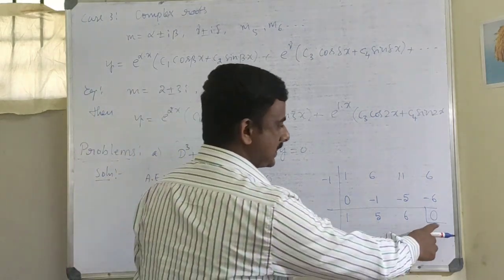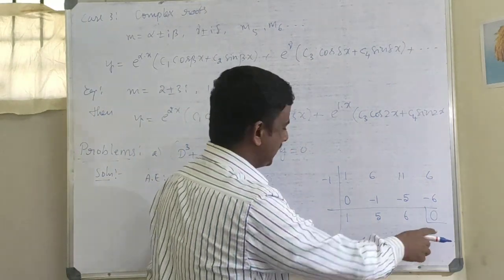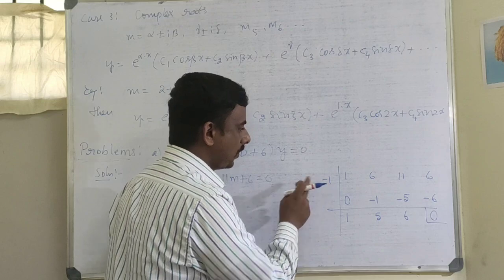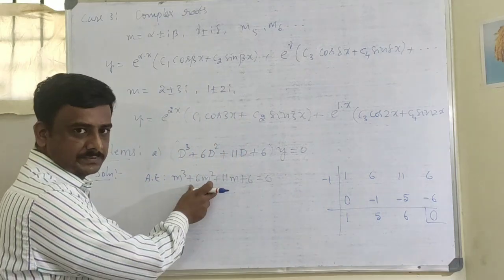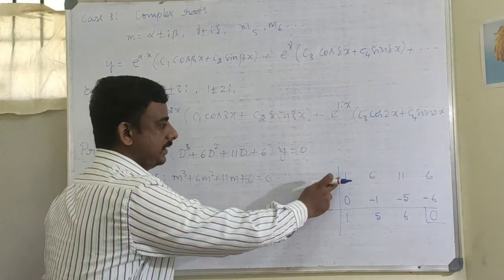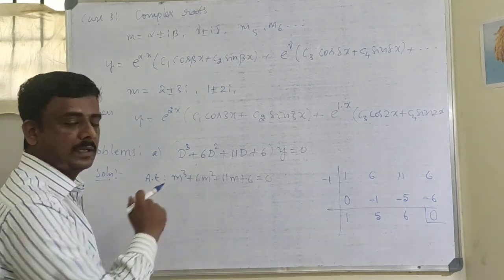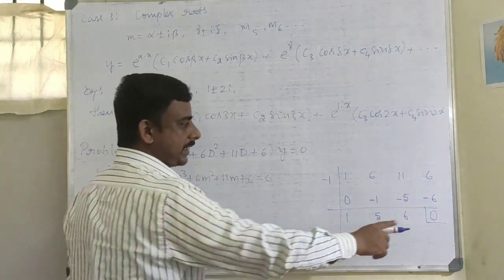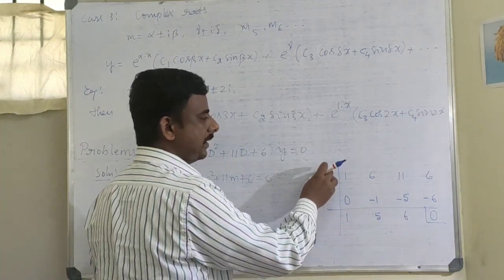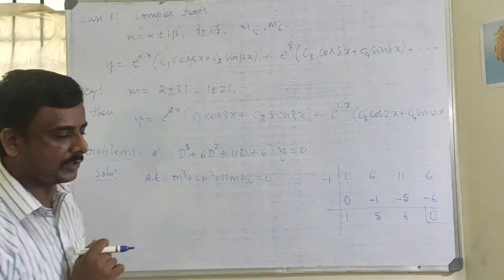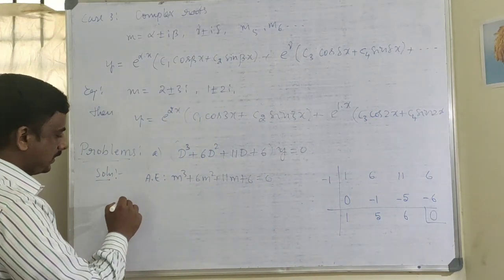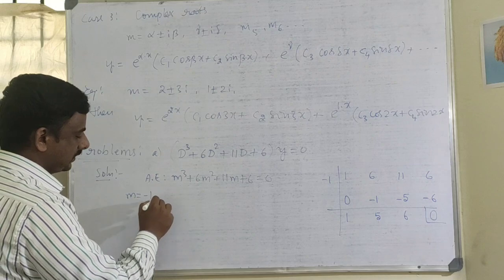If you get 0 here, then the conclusion is minus 1 is one of the roots of this equation. So whatever you write here, that is one of the roots of the given equation. If you don't get 0, then this number is not a root of the equation. Now I got m equal to minus 1 is one of the roots.